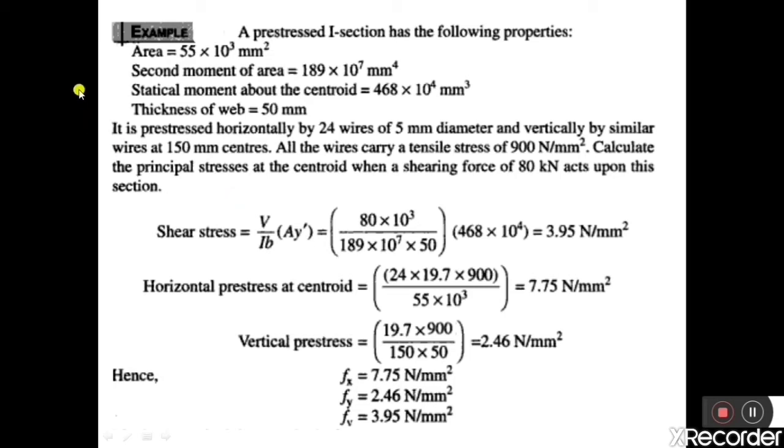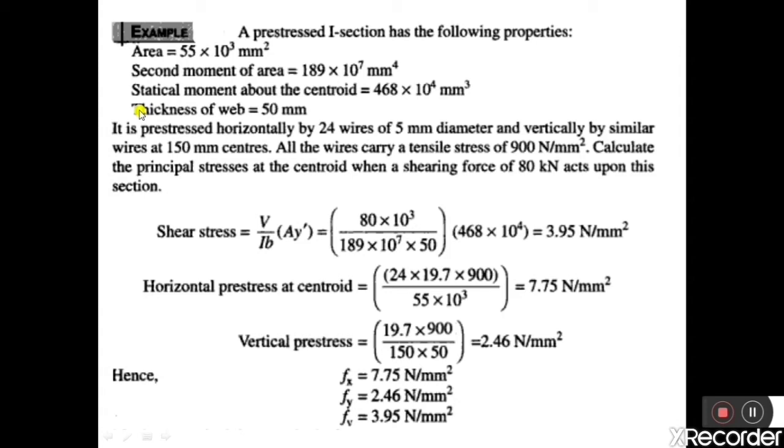So in this problem, the given member is of I section and the cross section area is 55 into 10 to the power of 3 millimeter square, and they have given the second moment of area. Second moment of area is nothing but the moment of inertia, and they have also given the statical moment about the centroidal axis as 468 into 10 to the power of 4 millimeter cube. So when the statical moment about the centroid is given, then the formula changes. Let us see that later.